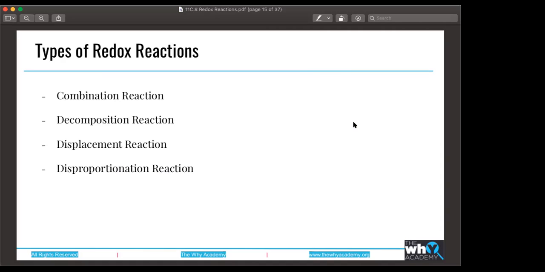Okay. Now coming to types of redox reactions. Again, you have types of reactions based on energy changes, exothermic and endothermic. These are types of reactions based on what is happening to the elements, that is, the oxidation state of the elements. So you've got combination reaction, decomposition reaction, displacement reaction, disproportionation reaction. Will double displacement reaction come under redox?